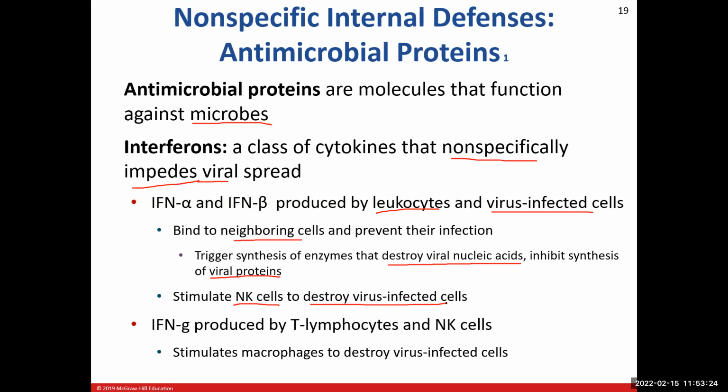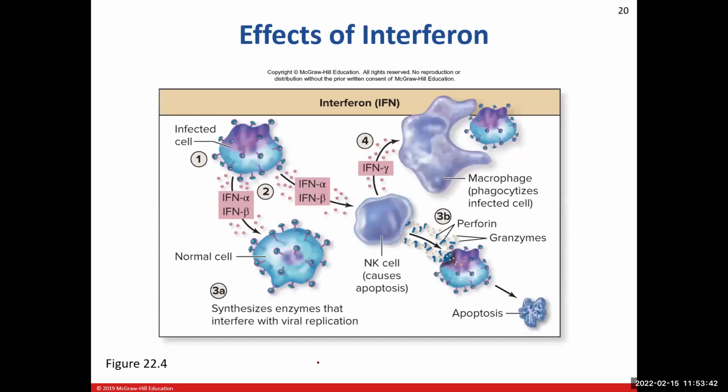Now, gamma interferon is going to be produced by our T lymphocytes and our natural killer cells. And so they're going to call in the macrophages. Those are the heavy lifters. Macrophages do so much. And so they're going to come on in and kill the virus infected cells. So let's take a look at that. All right, so here's interferon release. So let's start up here with our infected cell.